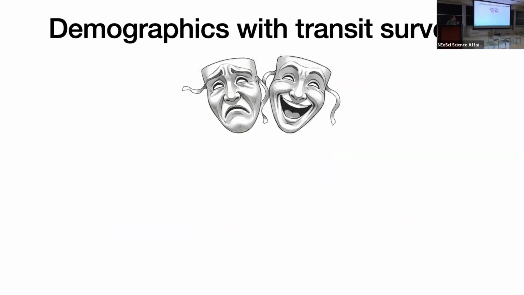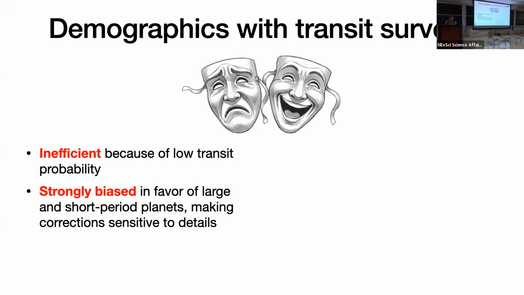So let's take stock of the pros and cons of performing demographics using transit surveys. We've already said that they're very inefficient because of the low transit probability. Most planets are simply missed. Furthermore, they are strongly biased in favor of large and short period planets. That makes the corrections that need to be applied, these detection probabilities, very tricky, and the results are very sensitive to the details of those calculations.